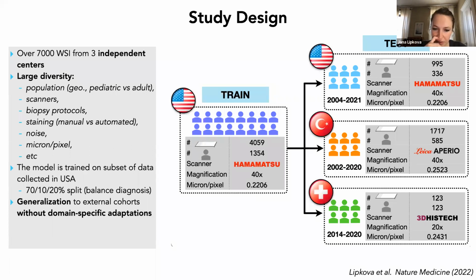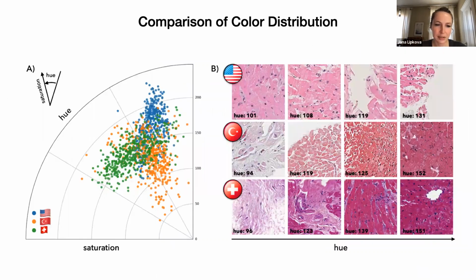Maybe here, an interesting note is the data from Switzerland. They were scanned at 20x, but the micron per pixel at their 20x magnification is comparable to 40x from Aperio and Hamamatsu, which I never saw before, but it's a lot of variation. Here is just a small example to show the color distribution across the different cohorts.